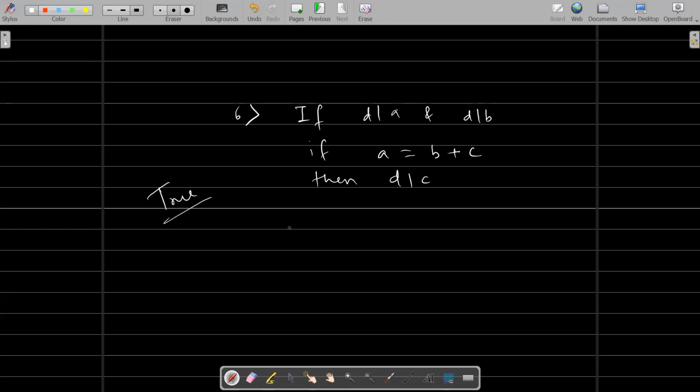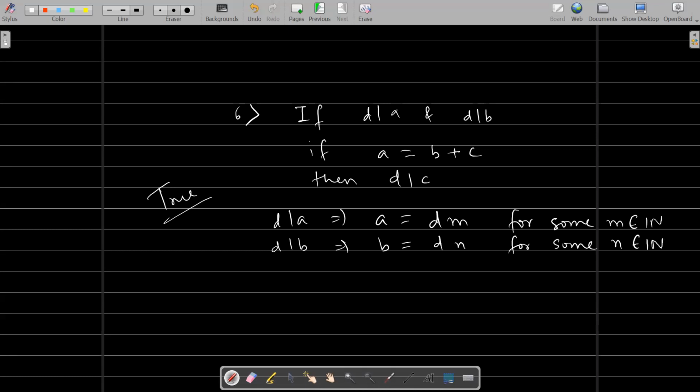Okay, if D divides A and D divides B. Now D divides A, what does it mean? It implies A is D times some integer, so let's say M. Because in this case all are natural numbers, I can even assume that M is natural, but more generally it could be an integer. D divides B implies B I can write as D times N, for some integer N. And again, all are positive natural numbers, so even M and N will be natural numbers.